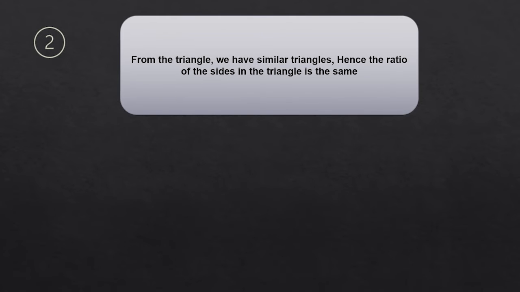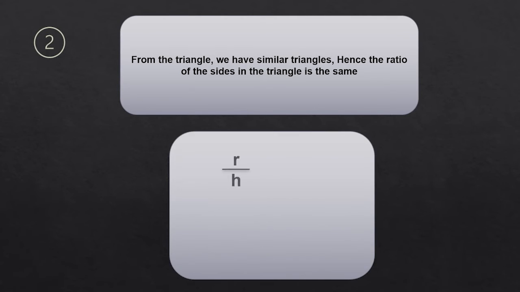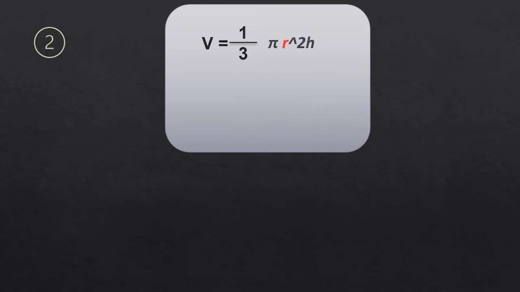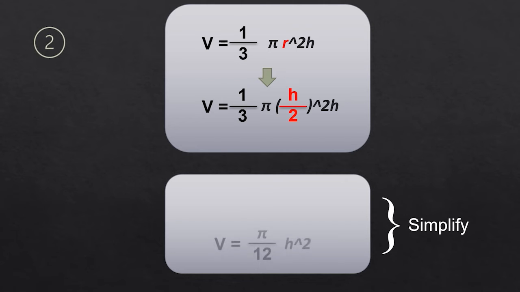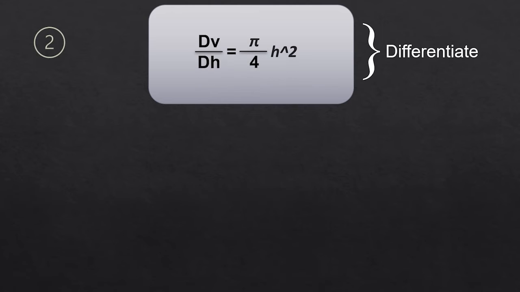From the figure, we have similar triangles. Hence, the ratio of the sides in the triangle is the same. So, r over h equals 1 over 2. So, r equals h over 2. Substitute the value of r into the volume, then simplify the equation. Differentiate the equation to obtain dH over dV.